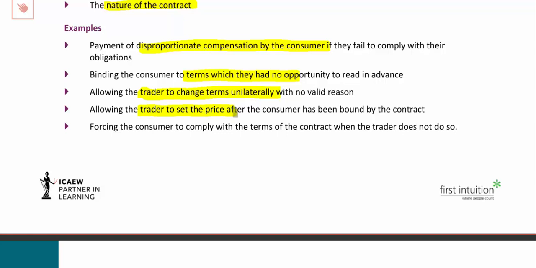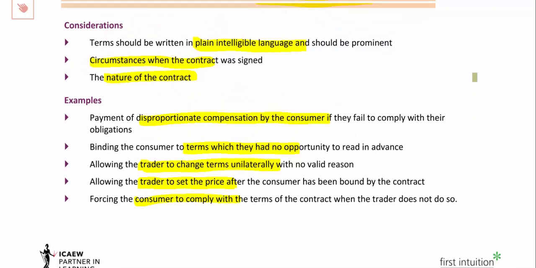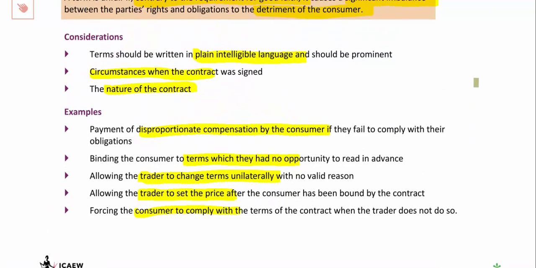Situations where the trader has been able to set the price after the contract has been entered into. And finally, forcing the consumer to comply with the contract, even though the trader hasn't done so. Again, that's quite harsh and clearly would reflect an unfair contract.